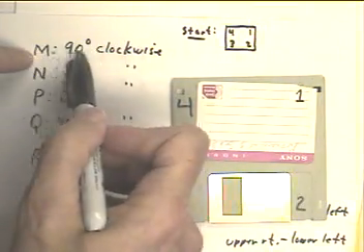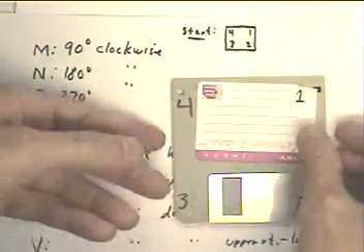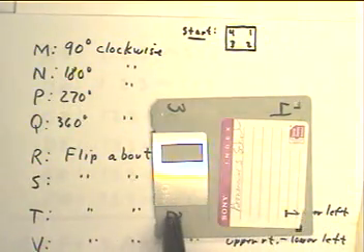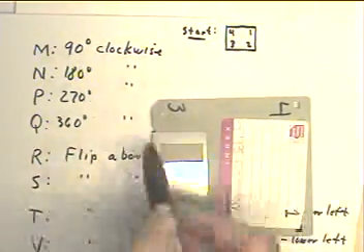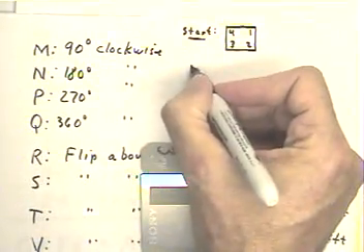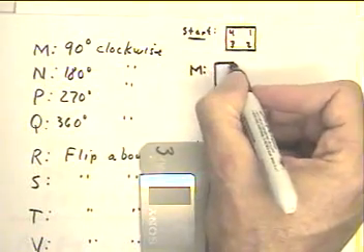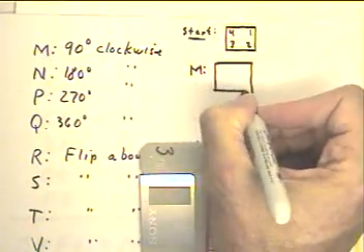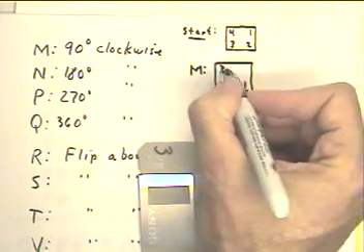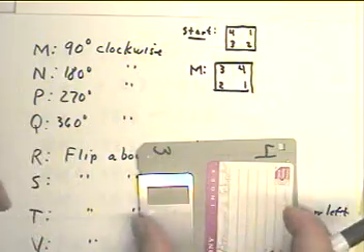M is the rotation that goes 90 degrees clockwise from the starting position. So if we go 90 degrees clockwise, we end up with 1 and 2 on the bottom, 3 and 4 on the top as we move around clockwise. So M, if we start at the starting position, the rotation M will be represented by putting 1, 2, 3, and 4 around the square, same order that we have them.